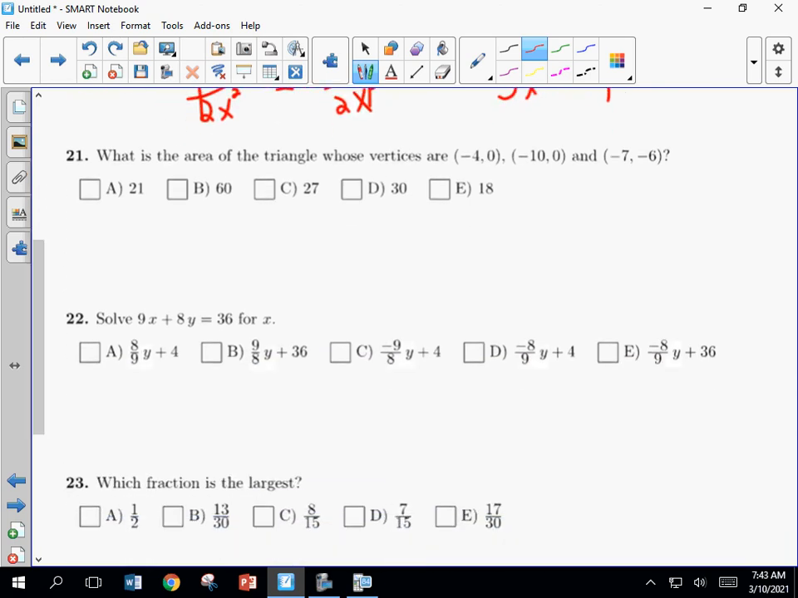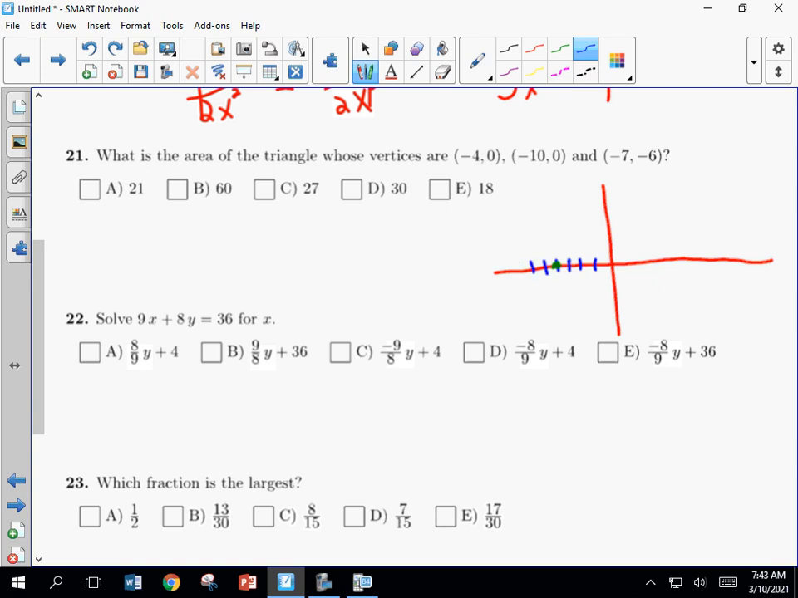All right, what is the area of a triangle whose vertices are? This problem looks very difficult, but do not miss it because it's not that bad at all. First thing, we are going to plot the first point. So negative 4, 0 means you go left 1, 2, 3, 4, and let's use a green dot right here. The next one is negative 10, 0, so we're going to keep going.